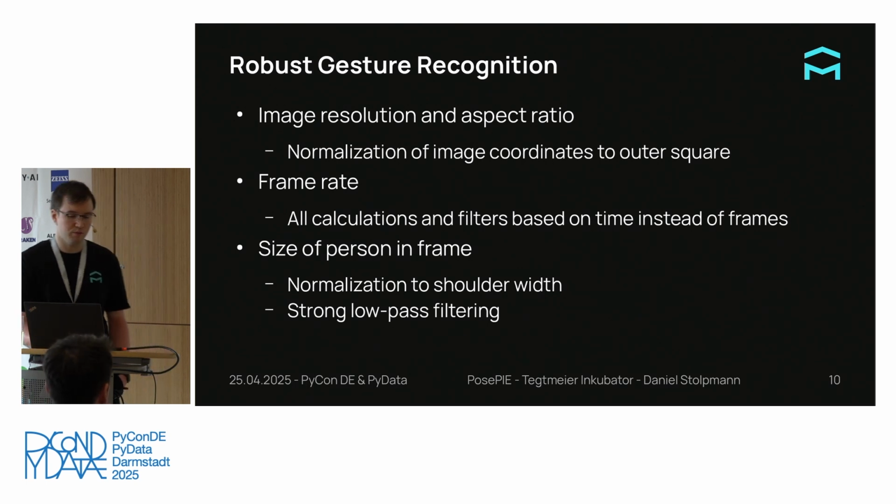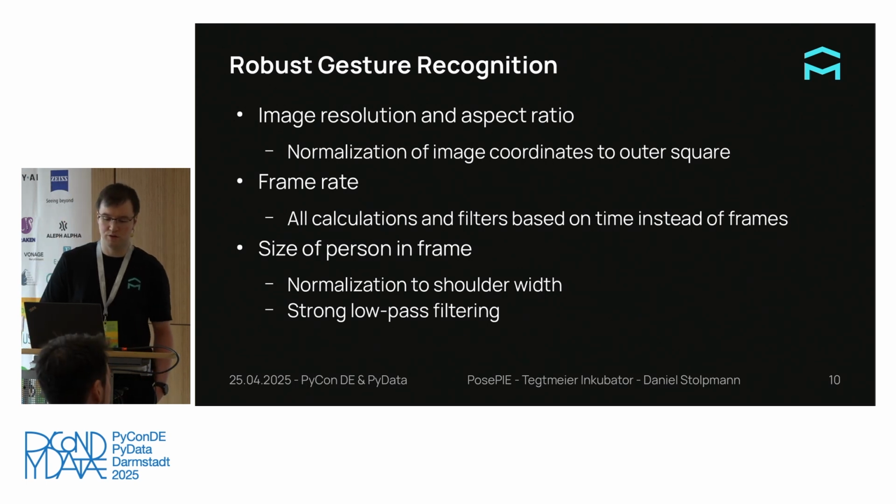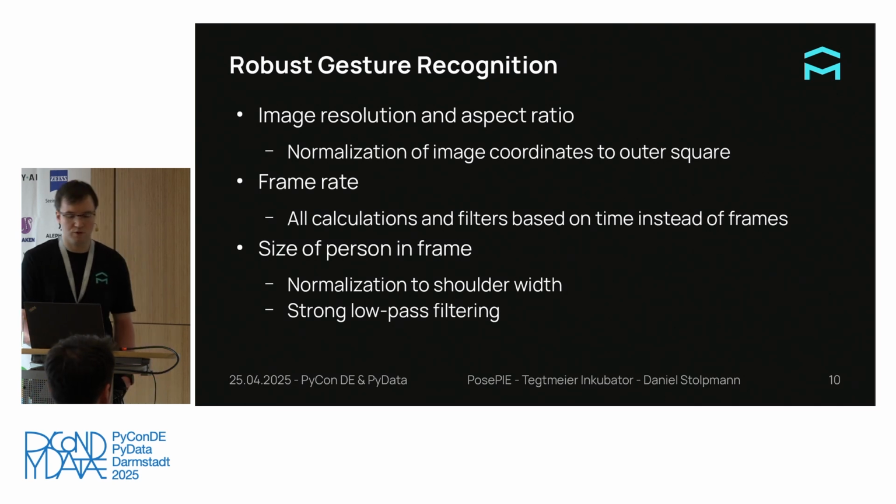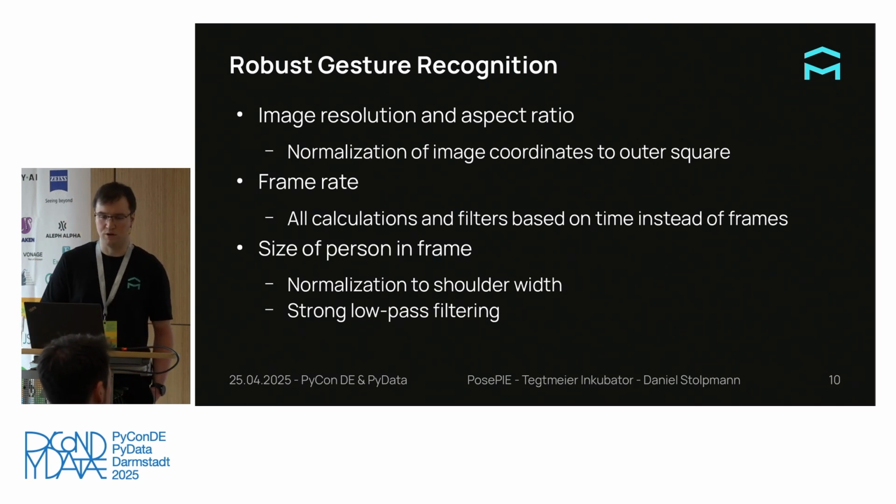One challenge we had when implementing the gesture recognition was to make it robust against different factors. You can, for example, have different image resolutions or aspect ratios if you use different webcams. We solved this problem by normalizing all our image coordinates to an outer square around the image. So the middle point of our coordinate system is always in the center of the image, and all angles are always kept, no matter what the original aspect ratio of the image is.